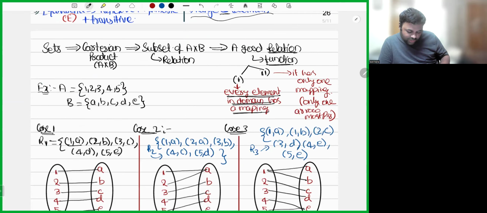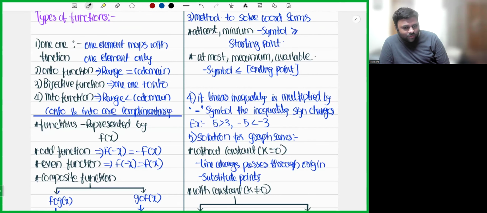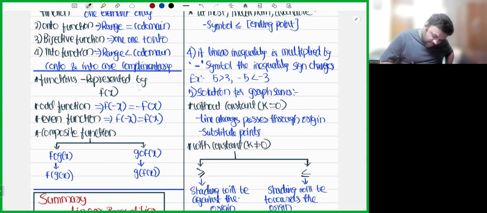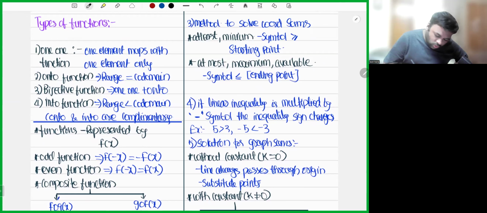Now, what are the types of functions we have? Basically, 4 types of functions we have: one-one function, onto function, bijective function, and into function. Very rarely are questions asked on these concepts. But let's touch them once. I guess 6 years back, questions were asked. From the past 6 years, no question was asked on functions. But let's go through the types of functions once so that our concept will be clear.